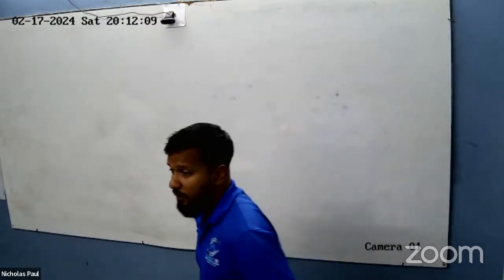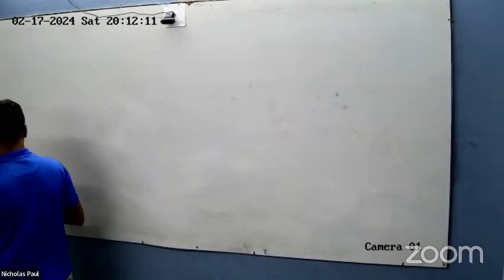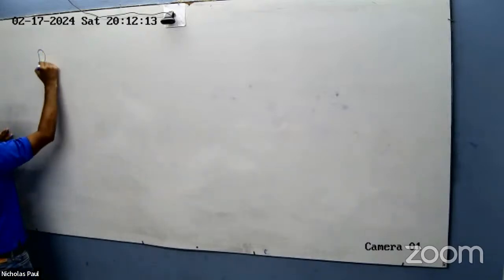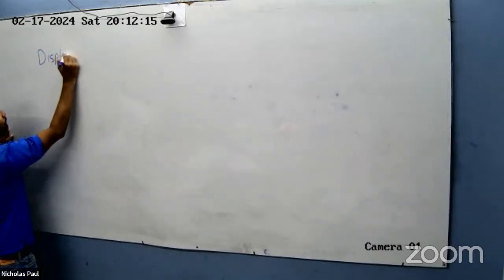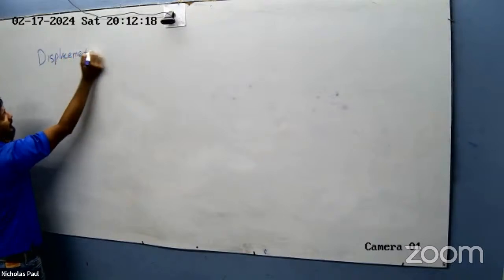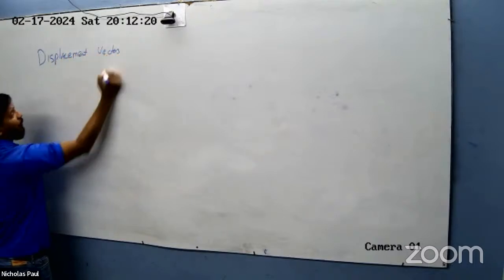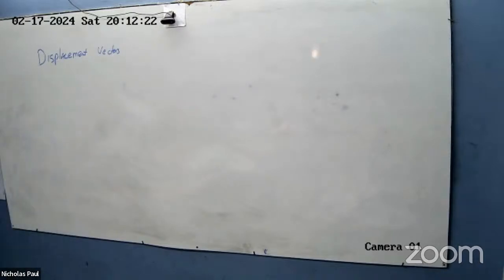All right, morning. So let's take a look at where we stopped off. We stopped off at something called displacement vectors. So we have to understand displacement vectors, and then we have to understand angles between these two vectors.